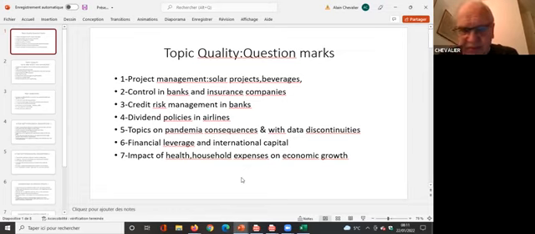In the classical proposals, we find IPOs, for example. I have a topic on IPOs, a topic on volatility, and a topic on retail banks and customer satisfaction. They are very close, if you compare to what you see on the screen, to number 2, controlling banks and insurance companies, or number 3, credit management in banks, which are very classical topics right now.